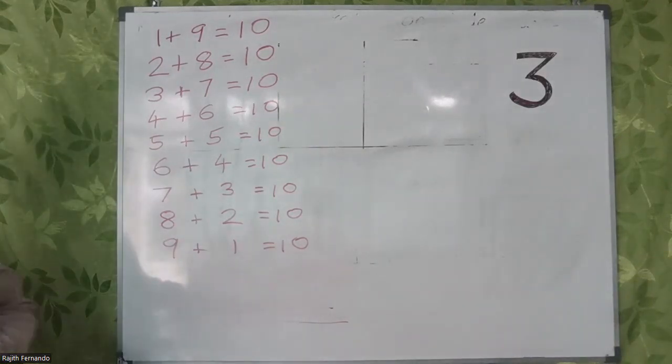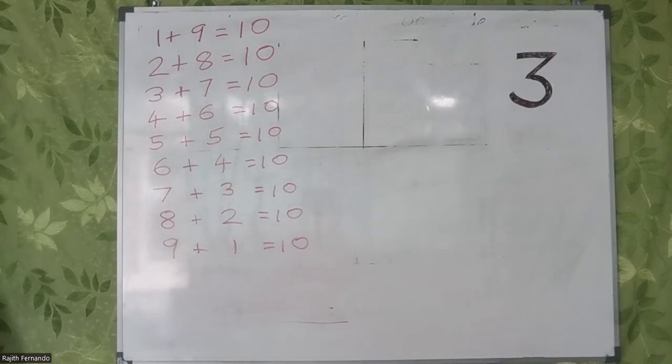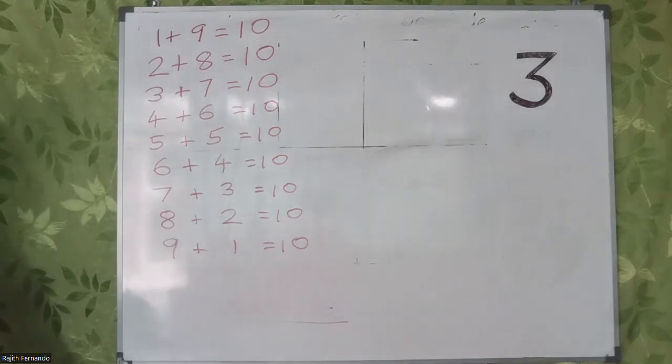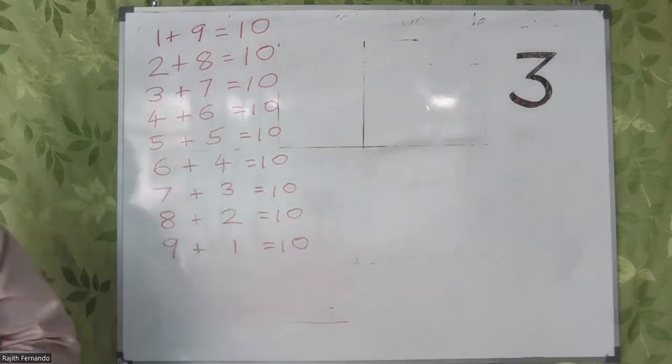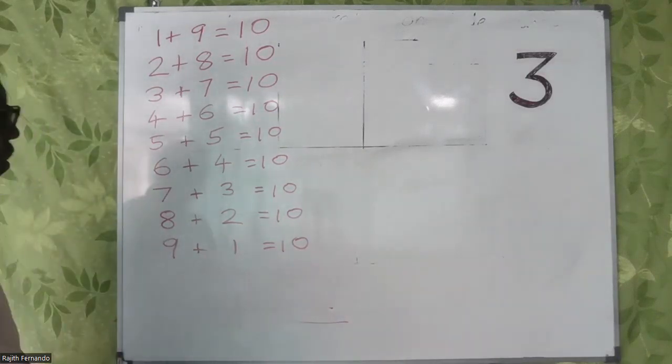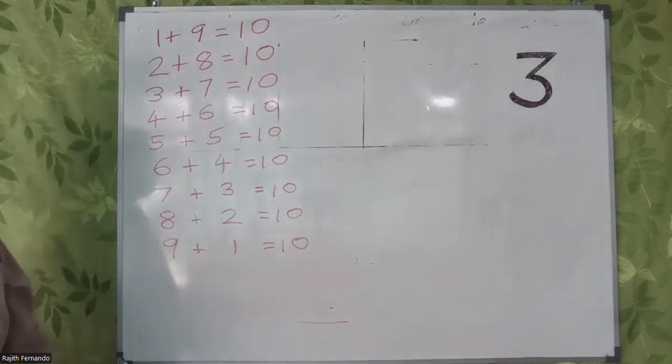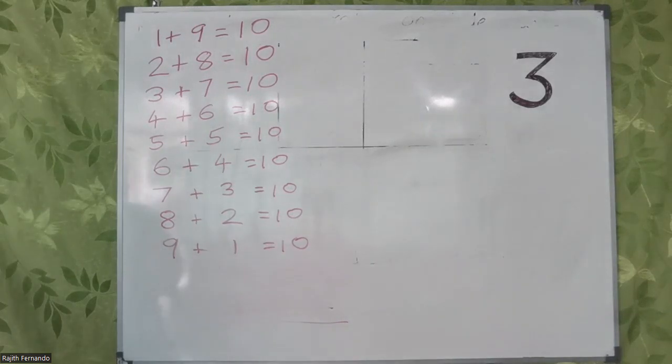Then again 4. Yes, 6. If you add 4 and 6, then you get 10. If I ask 9, then you can say quickly it's 1. Then 9 plus 1 is 10. Then you have to remember this table. Then I will teach you how to use this memory to add any number to any number quickly.